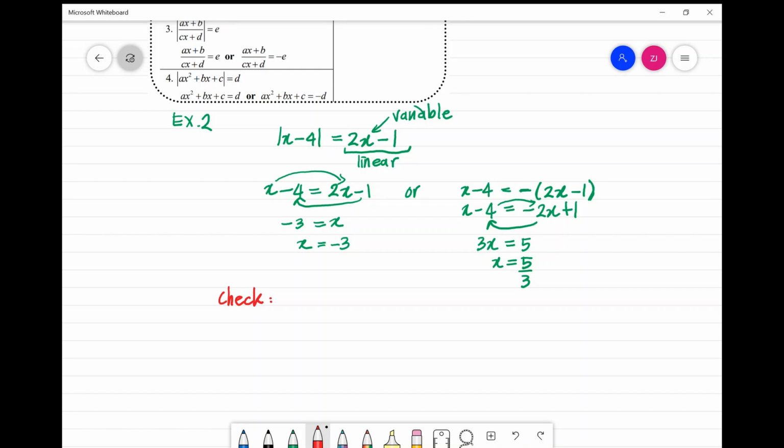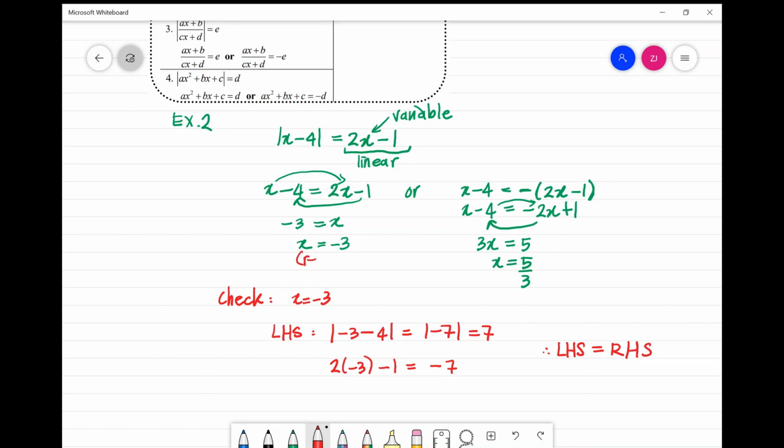Now we do it for x equals negative 3. We substitute on the left hand side. We have absolute of negative 3 minus 4 equals absolute of negative 7, which is equal to 7. But if we substitute into the right hand side, 2 times negative 3 minus 1, we have negative 6 minus 1, which is negative 7. So we can say that the left hand side in terms of values is not equal to the right hand side. So we reject this answer.